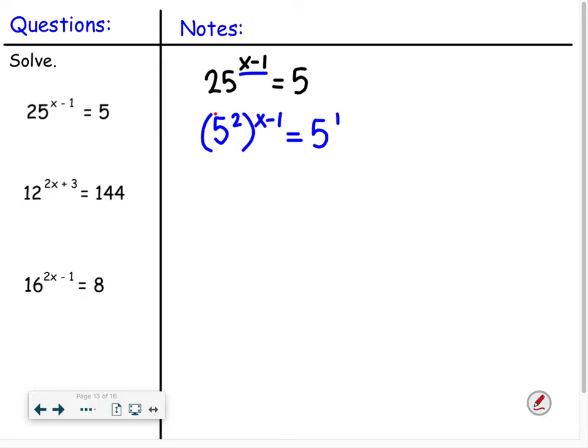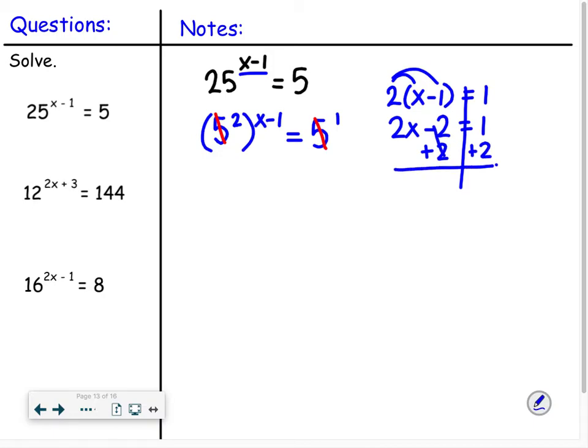So now if I cancel my common bases, the resulting equation looks like this. We need parentheses around that exponent x minus 1 because you're multiplying it times 2. You're multiplying that whole exponent x minus 1 times 2 when you multiply exponents and distribute them. So distribute, and you get 2x minus 2 equals 1. Add 2, and 2x equals 3, and then divide by 2. So x equals 3 halves for the first one.